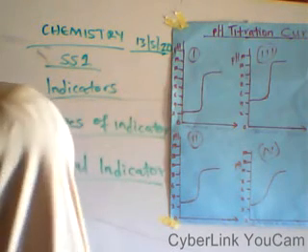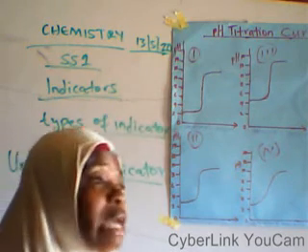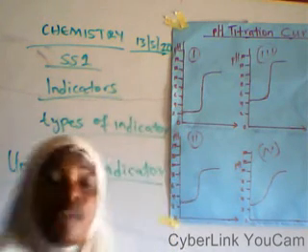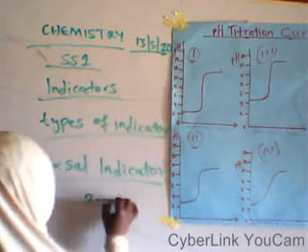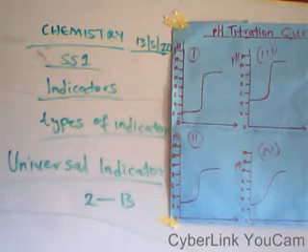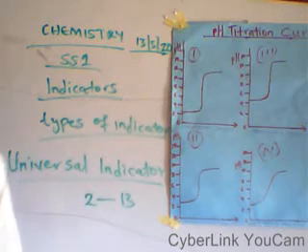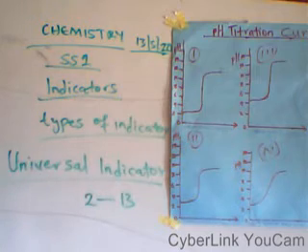Now, that is that about indicators. Universal indicators change color between the pH of 2 and 13. That is that on the universal indicator.